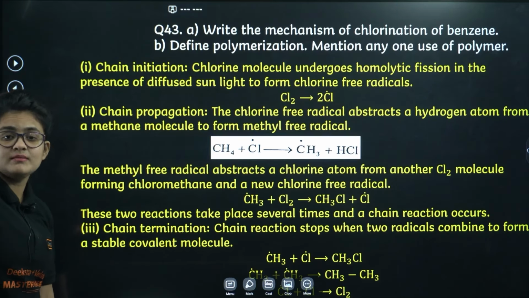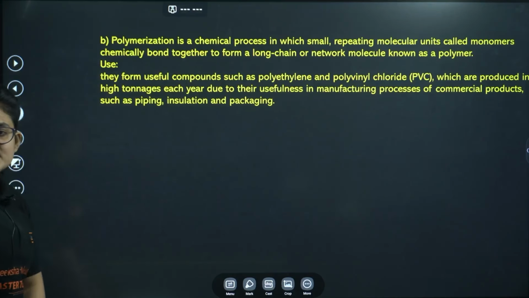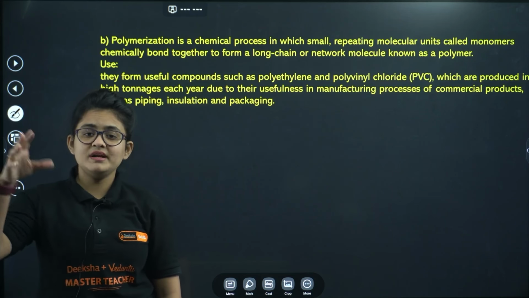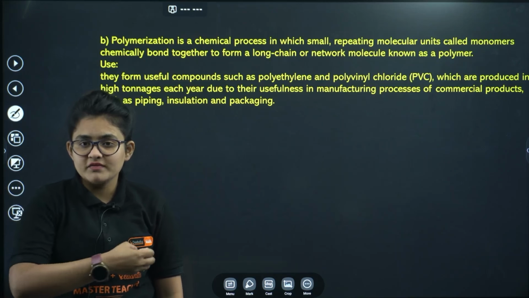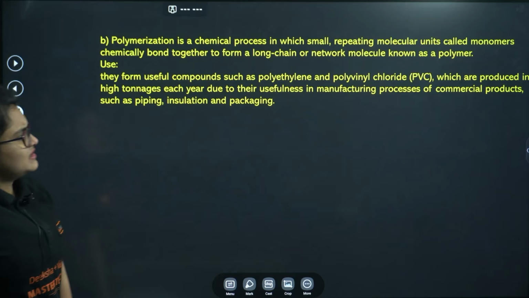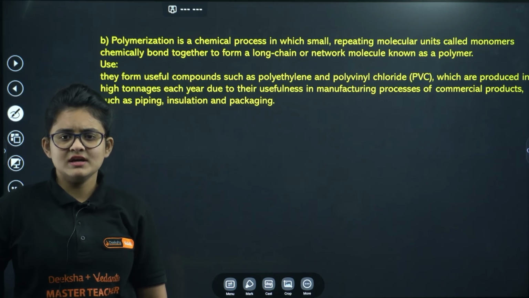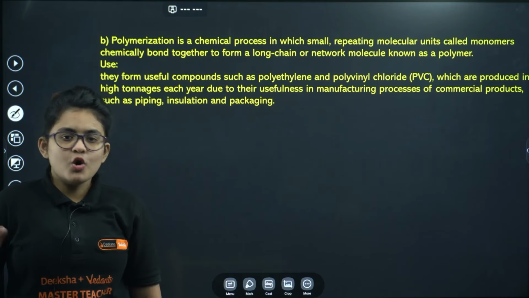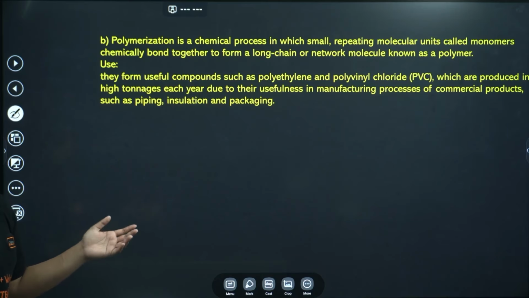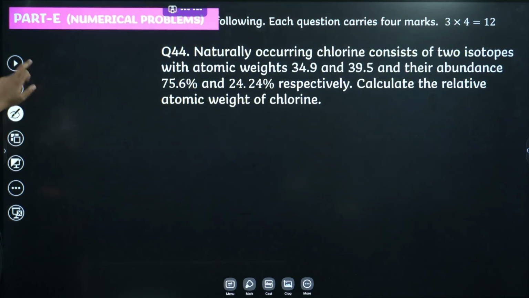Next, define polymerization. Mention any one use of a polymer. So, what is polymerization? Whenever a monomer, a small unit, repeats multiple times to give a very big unit, that is called a polymer. One use is PVC, polyvinyl chloride, which is used nowadays in different types of home appliances and commercial products, for piping, insulation, packaging, like this. Okay, proceed.